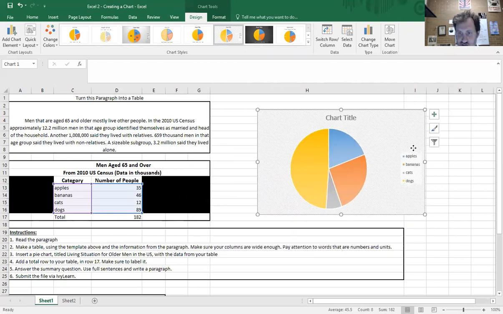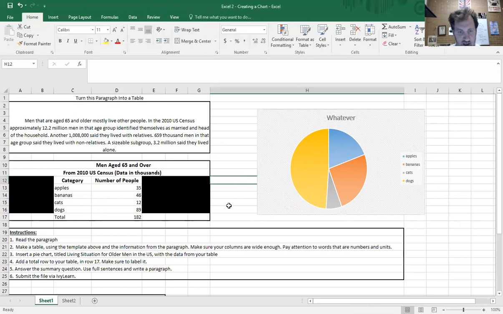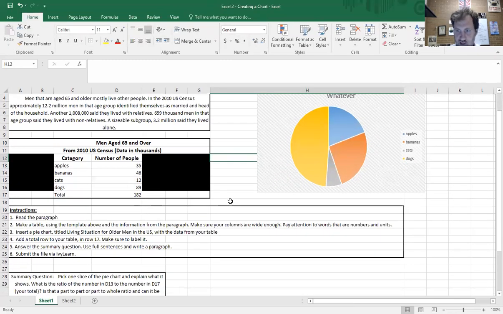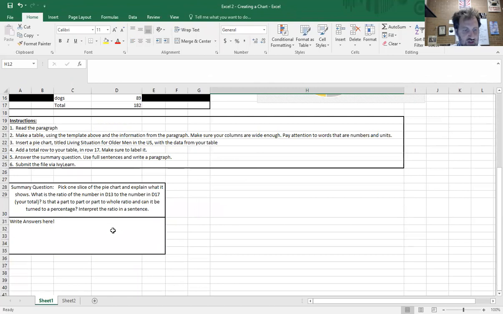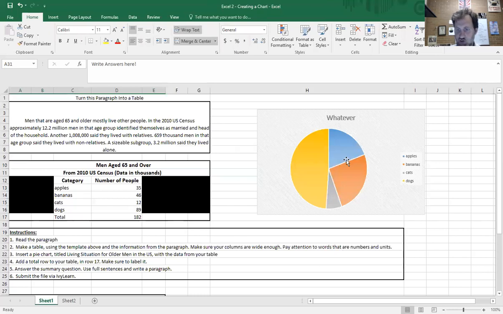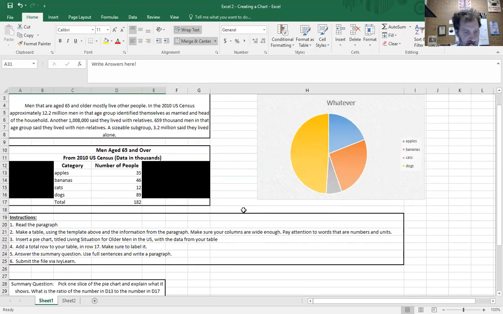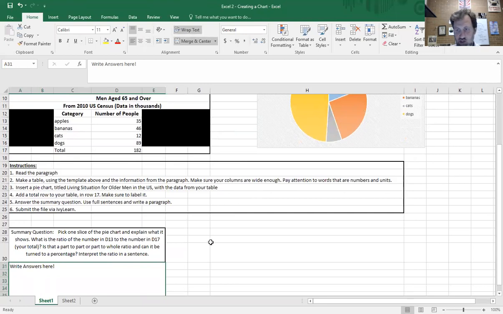Make sure you change the chart title. You know, double click on that, do whatever. I think actually it tells you specifically, yep, what to title it. So that shouldn't be a question if you're reading the instructions. Okay, then you're into your summary question. Pick a slice of the pie chart and explain what it shows. Okay, so any one of those 4 slices would be fine. And explain what it shows.